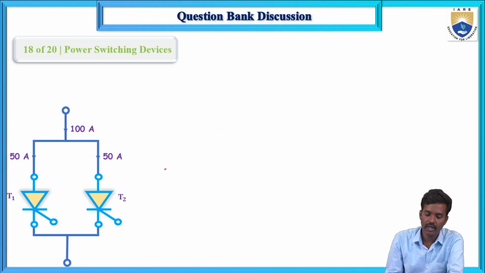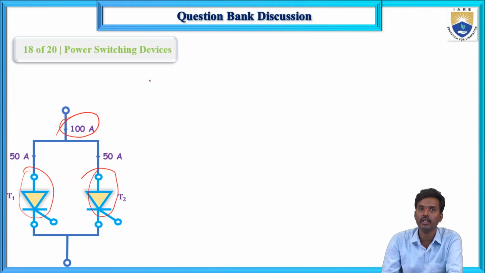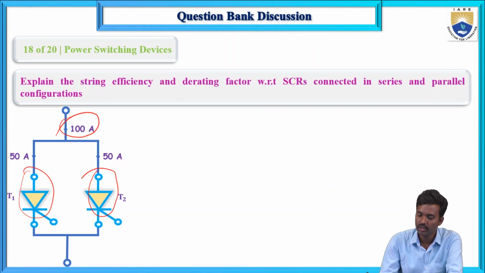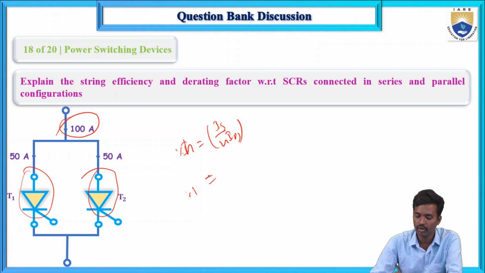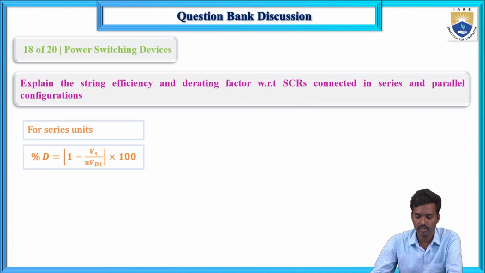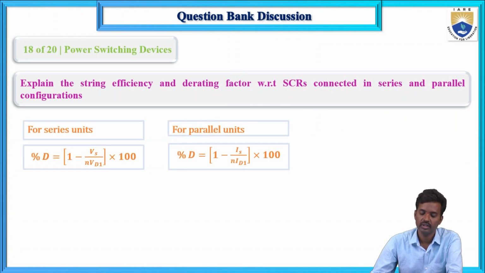Now for parallel: if the total supply current is greater than the individual SCR current rating, in that case SCRs are connected in parallel. What is the formula? Same. String efficiency equals Is by N into ID1. So the percentage derating factor equals 1 minus Is by N into ID1, into 100. So that is the case. Now here, explain the string efficiency and derating factor. So these are the series and parallel cases.